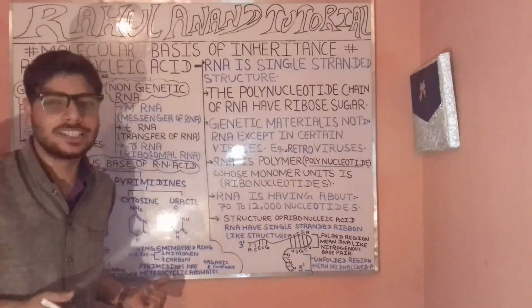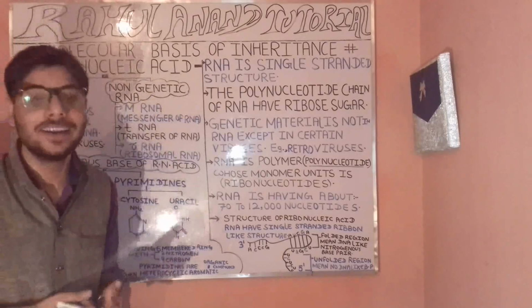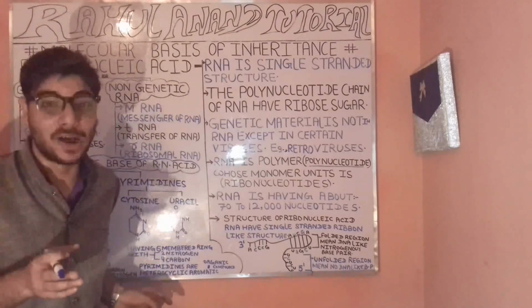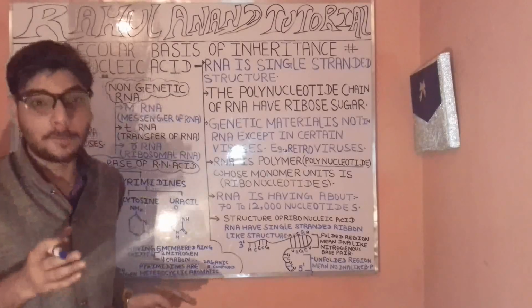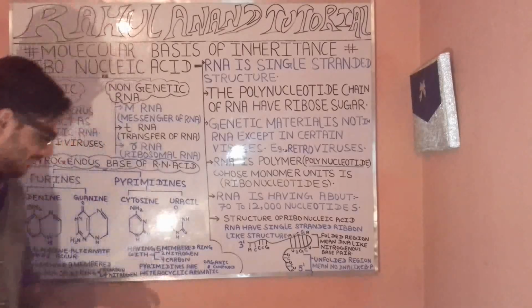So when we try to understand these structures, they have a 9-membered ring-like structure, in which in the case of adenine and guanine you have 5 carbon as well as 4 nitrogen.